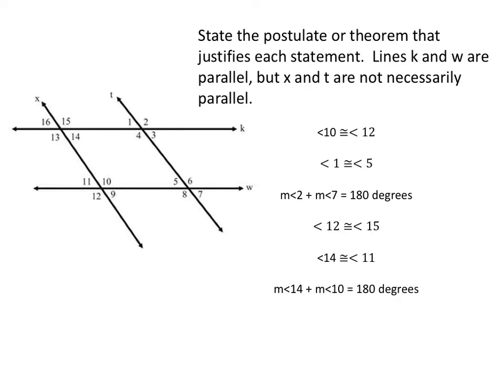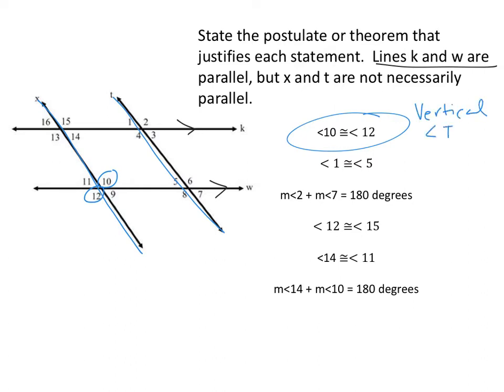So state the postulate or theorem that justifies each statement. Lines K and W are parallel. So if K and W are parallel, we have two sets of transversals. So why is angle 10 congruent to angle 12? Well, this is not even because of parallel lines. This is by the vertical angle theorem. Or if you want to write VAT, that's fine.